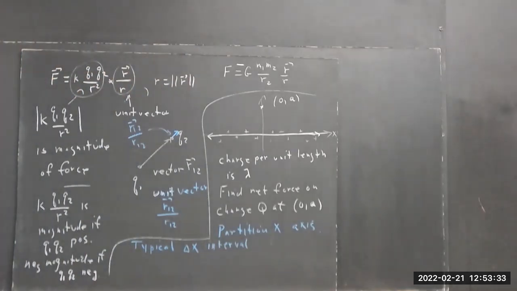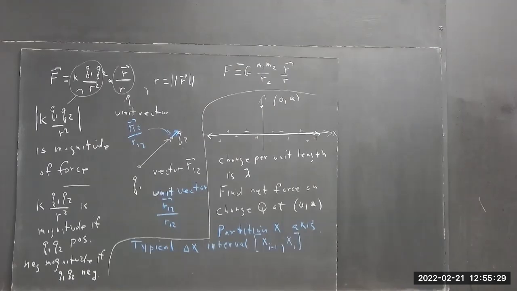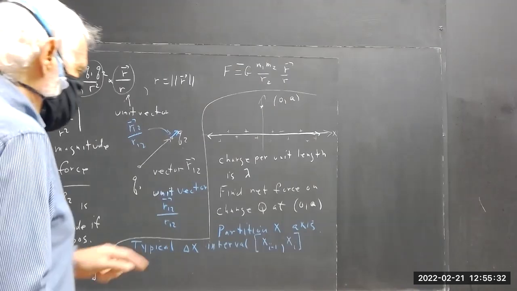Now let me just put you on the spot for a minute. Turn off the camera. Okay, your typical delta x interval.